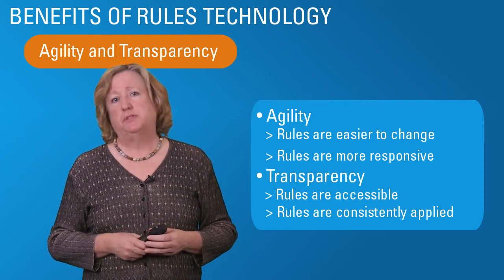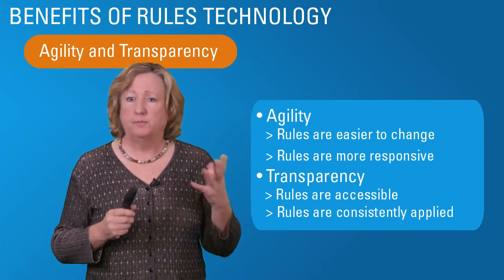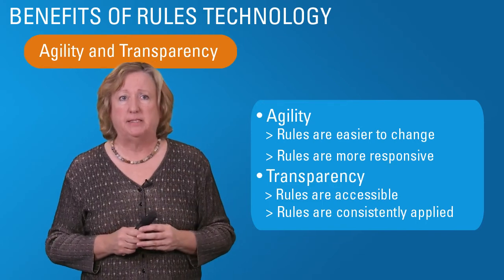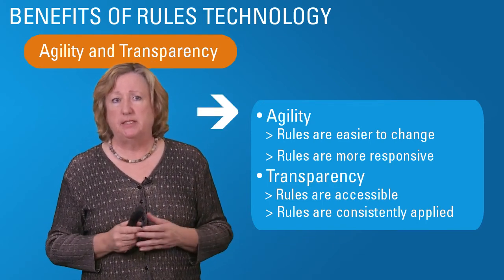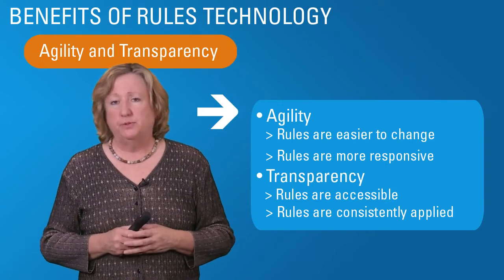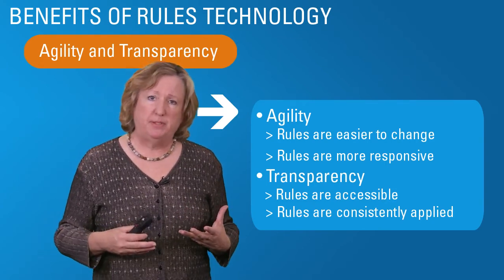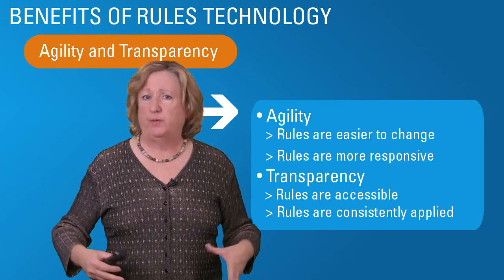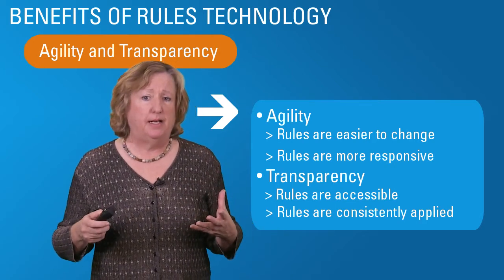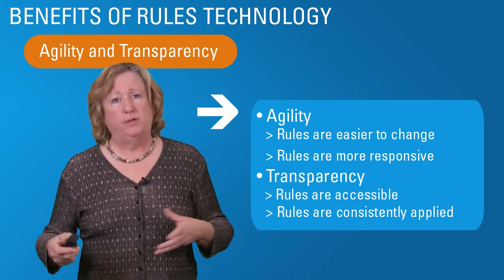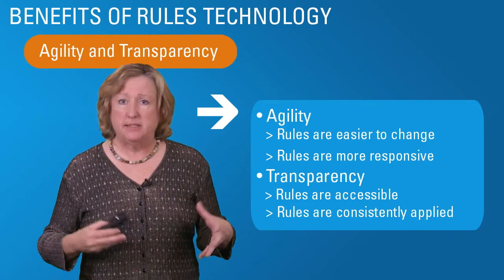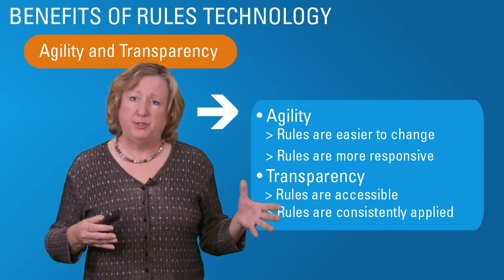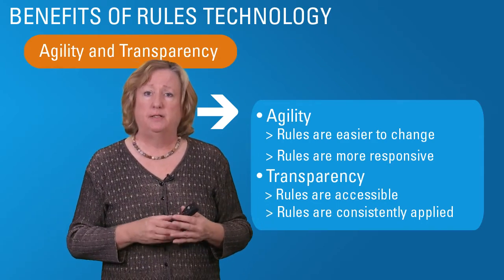So when we talk about rules technology, the most important things, and I've talked about both of these already briefly, are agility and transparency. Agility is making the rules easy to change. We want the rules to be able to be changed as the business changes. We want to be able to change them quickly, easily. We don't want long development cycles where we go through a release cycle, and we want to make sure that we can tune the rules according to the business changes.